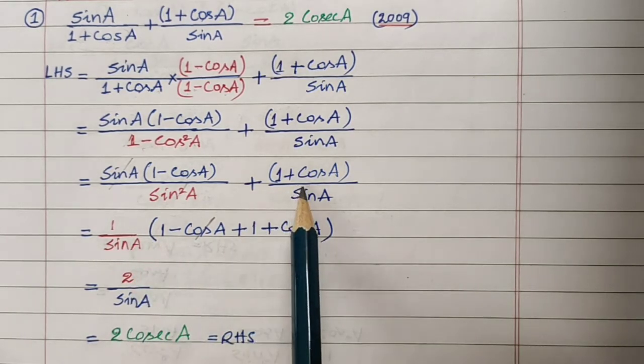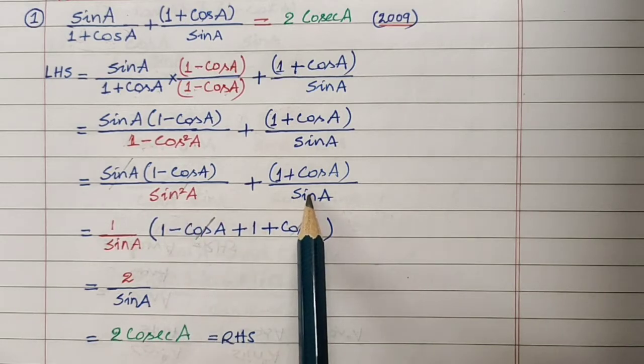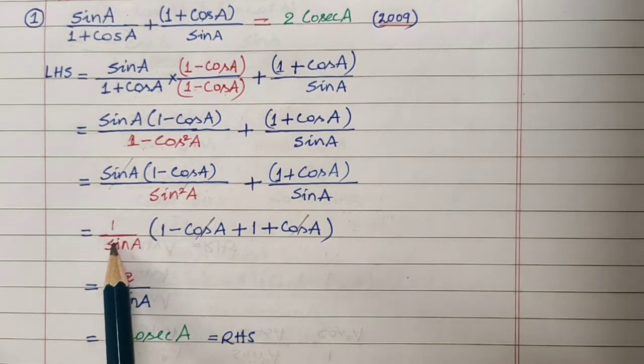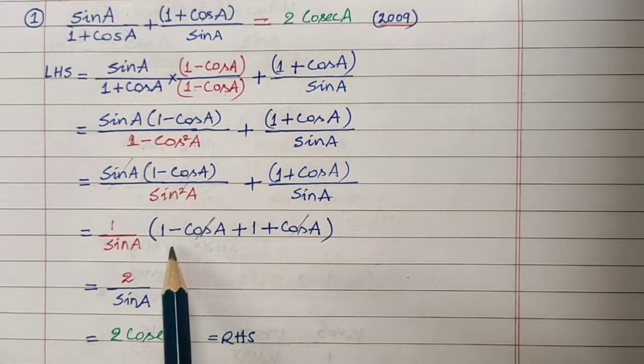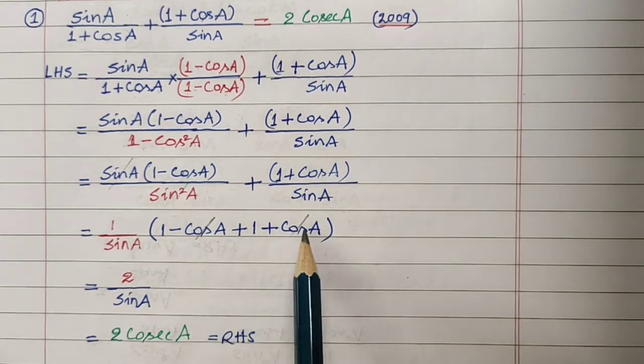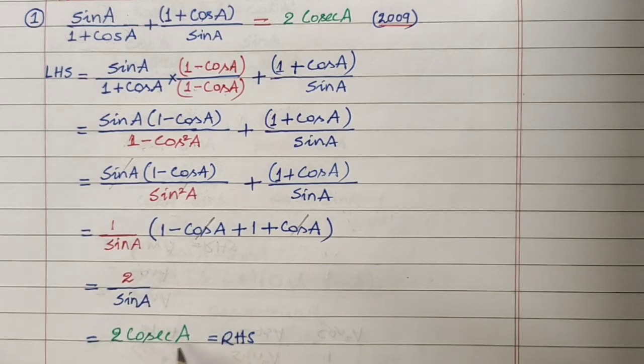One sin A is left out here, one sin A is left out here. We are taking 1 by sin A as common, 1 minus cos A is left here, and 1 plus cos A is left here. And minus cos A plus cos A will get cancelled. We get 2 divided by sin A. 1 divided by sin A is cosecant A, therefore 2 cosecant A is equal to RHS.